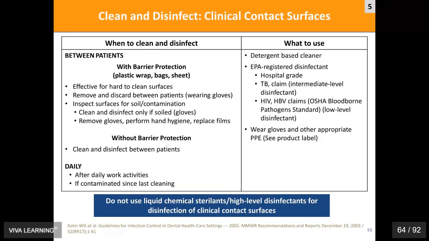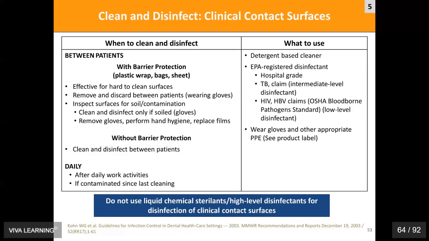So for clinical contact surfaces, again, barrier wraps are a great thing, particularly to turn over an operatory quickly, or in areas that are kind of hard to clean and disinfect. For example, I think light handles can be a little tricky to get up there and get those curves and bends. I would rather cover it. You may decide you want to disinfect it. That's fine. But whatever you do, do it consistently.